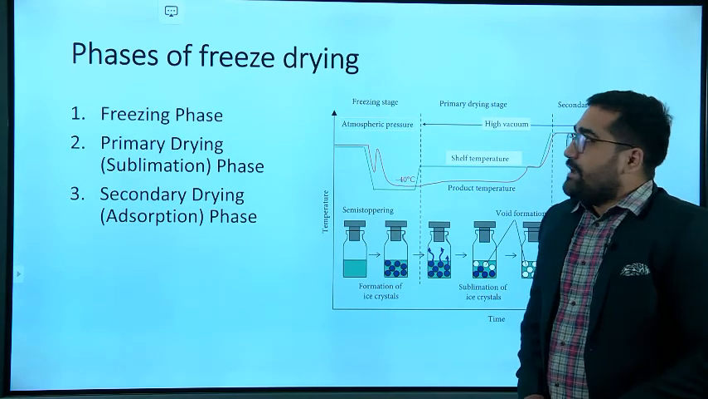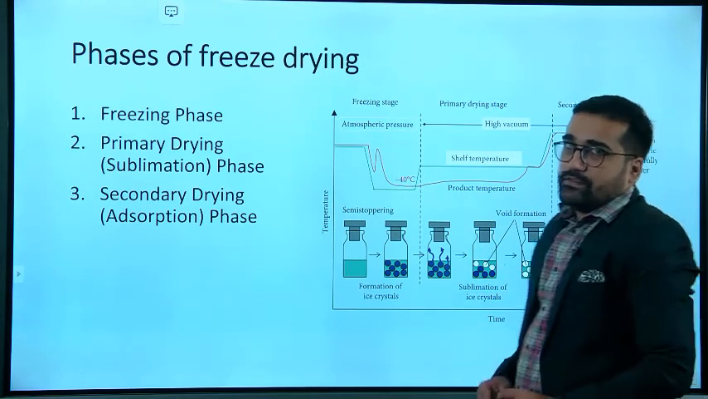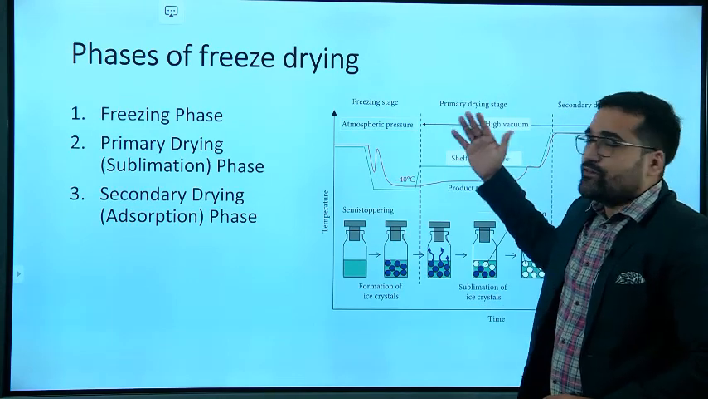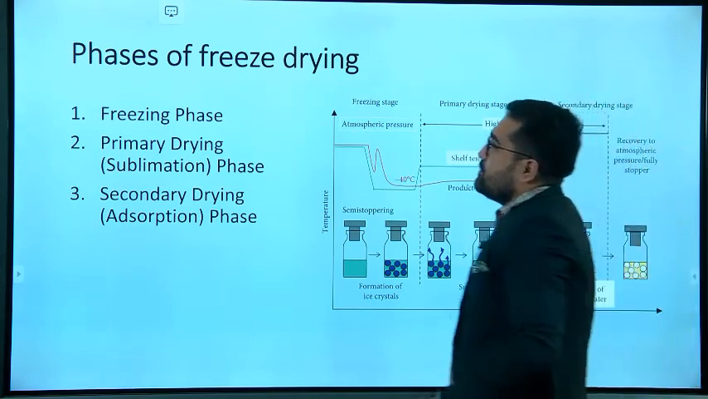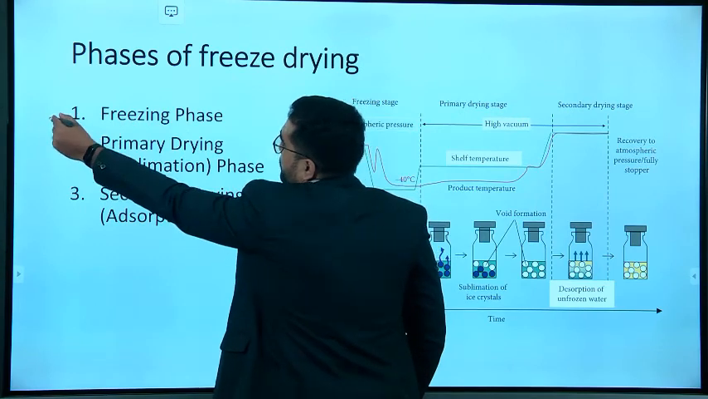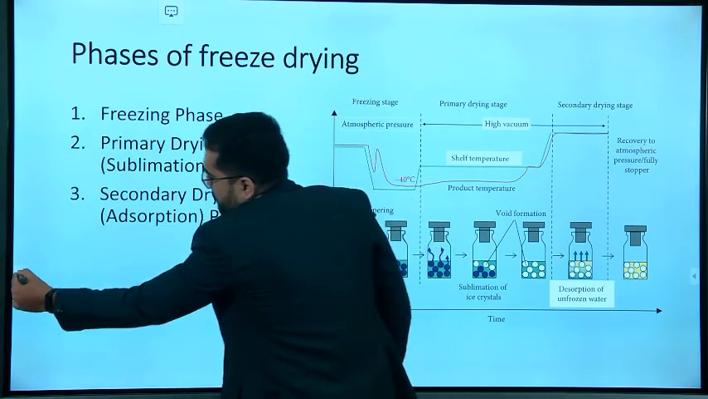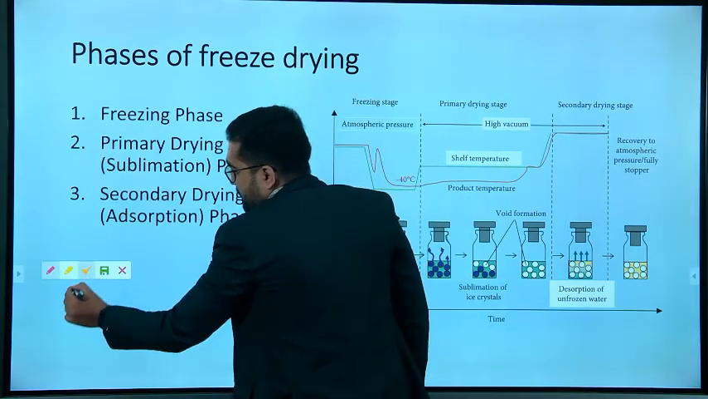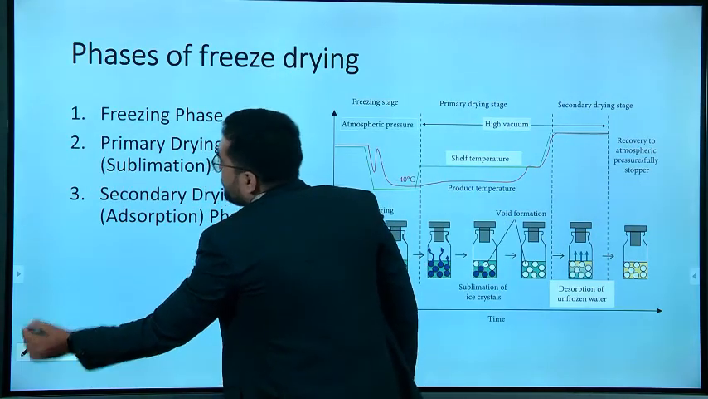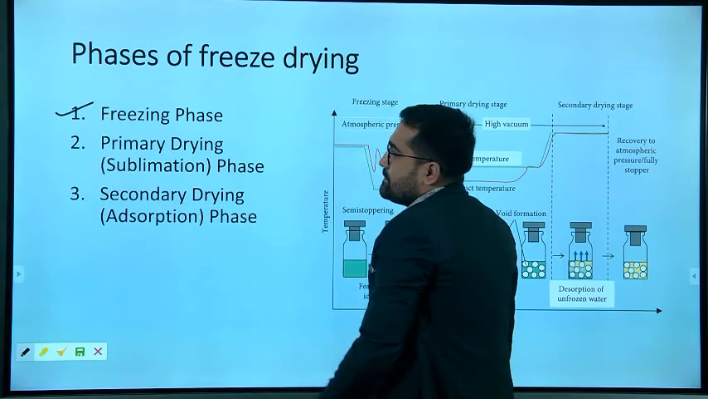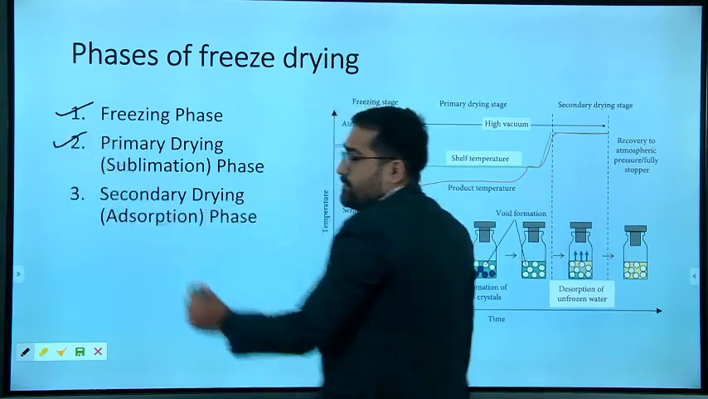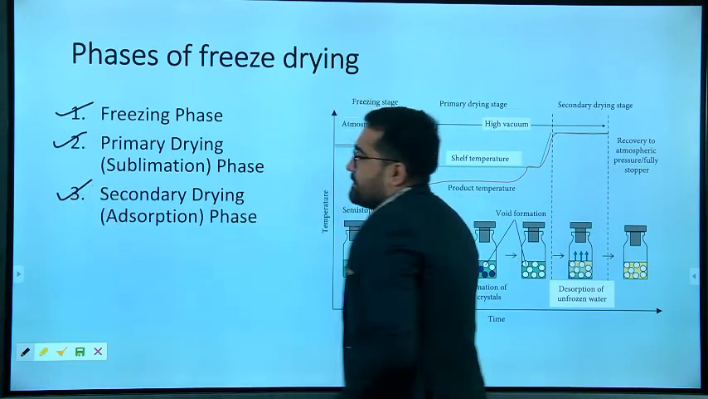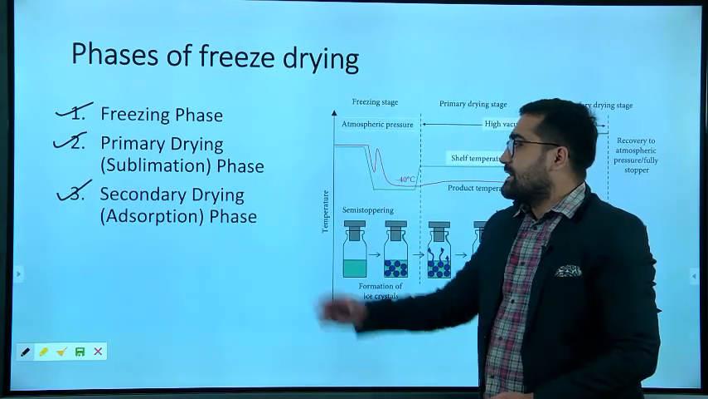So, I was talking about 3 phases of solid. Okay. So, now we will see the phases of freeze drying. Freeze drying has 3 phases. First is freezing phase, in which we will freeze the product. Second is primary drying, in which we sublimate the product. Then adsorption drying, or absorption, which is the secondary phase of drying.